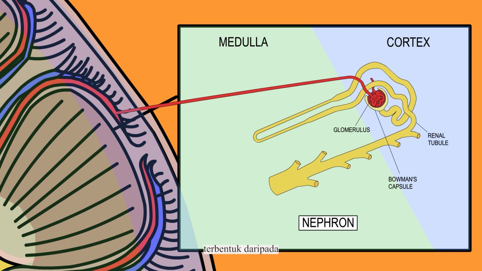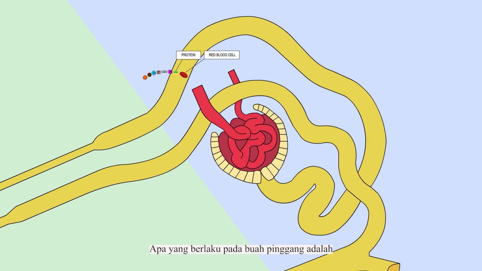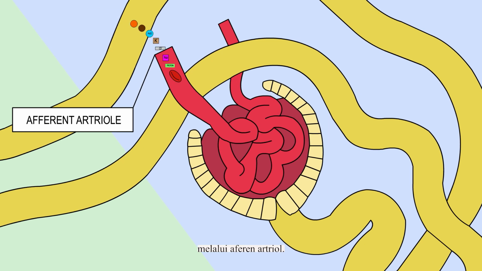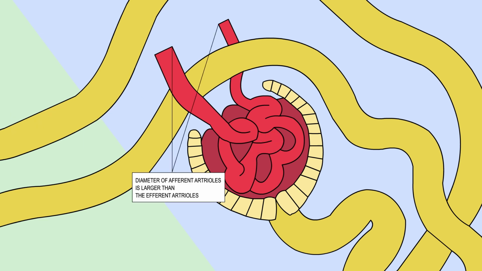Glomerulus is formed by the afferent arteriole branching from the renal artery. The glomerulus merges again to form the efferent arteriole. What happens in the kidney is the blood will enter the glomerulus through the afferent arteriole. The diameter of the afferent arteriole is larger than the efferent arteriole.